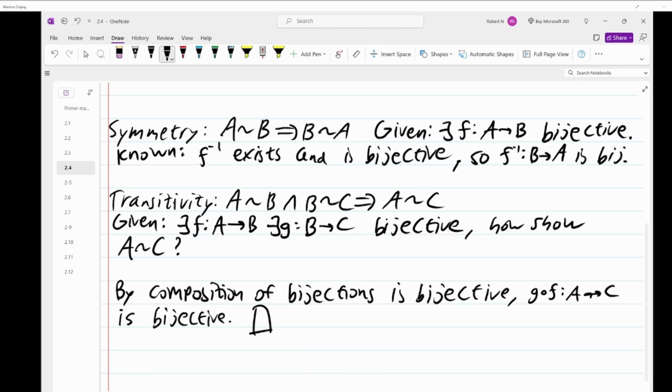Done. Pretty simple one. Can you explain what composition of bijections is bijective means? Composition of functions is doing one function and then doing the other one. So G composed with F means we take some input, we do F to it, and then we do G to that. Okay. That is a notation I'm more familiar with. I understand now.